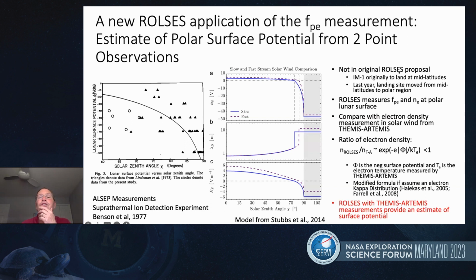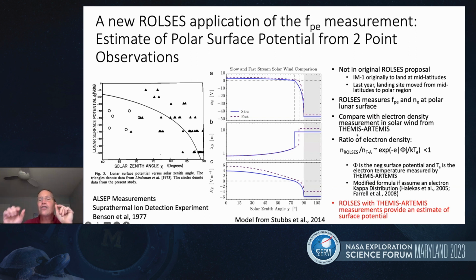Now, this wasn't in the original ROLSES proposal. IM-1 was originally to be landed at mid-latitudes, but last year it was decided to move IM-1 up to higher latitudes, and headquarters said, is there anything you can do with that? How is that going to change your science? In fact, we think this is a great opportunity, because at high solar zenith angles the surface is expected to have a strong negative surface potential. We know this from the SIDE experiment, the suprathermal ion detection experiment, at high solar zenith angles.